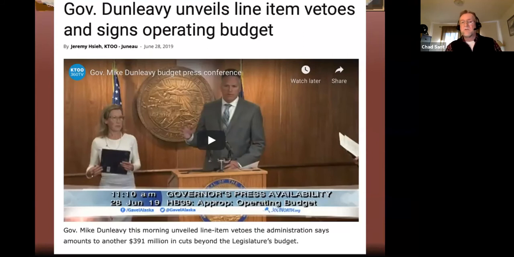He's not the only governor that has used the line item veto. Again, you can go to the legislative website and you can research any year and you can see which governors have used that power and which governors have not used that power throughout Alaska's history, at least as a state.